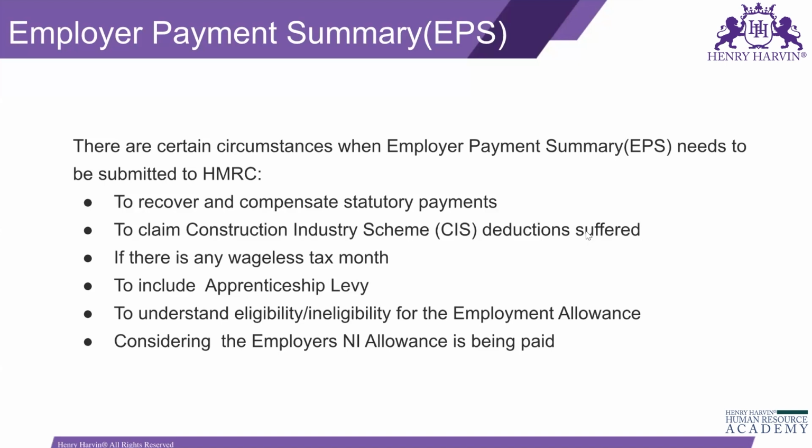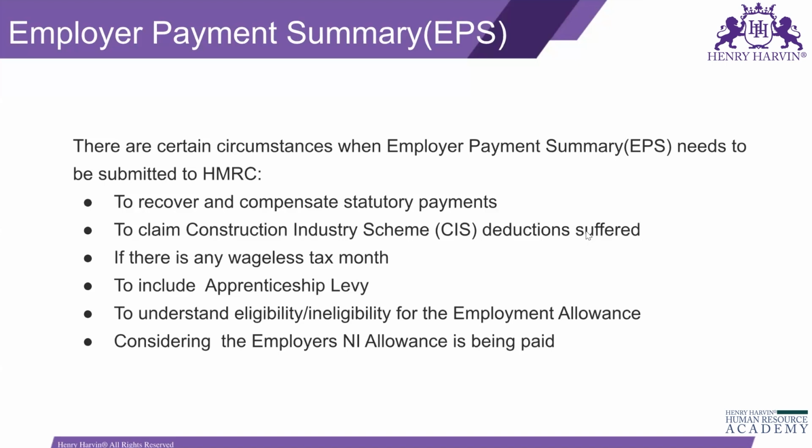So what will happen if the employer has a bill, that is the total bill to HMRC, like taxes and NICs, including all those bills. Bills means whatever they need to pay to HMRC. If the annual bill is £3 million and above, they get apprenticeship levy. We'll see what this apprenticeship levy is in detail. So again, to include apprenticeship levy, EPS needs to be sent.